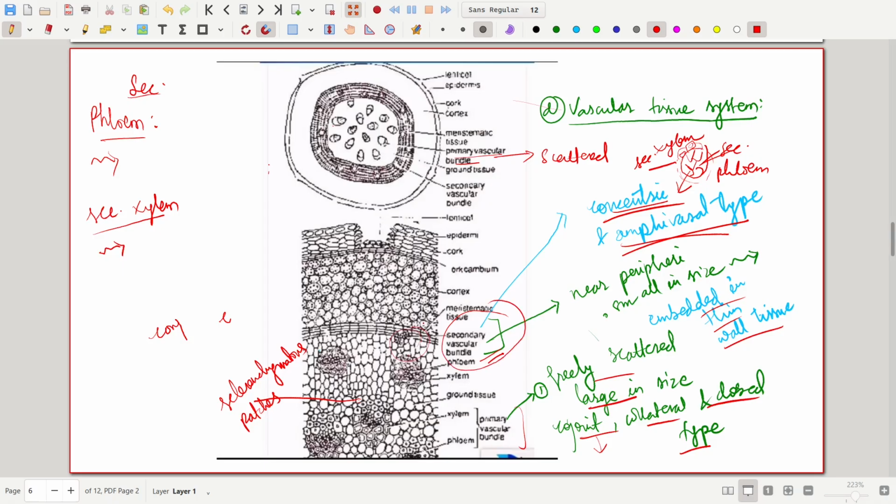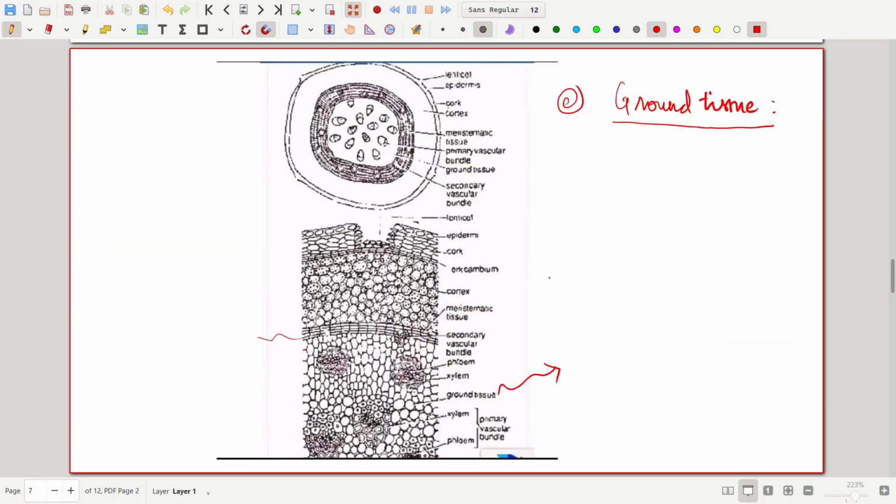These are the structures which are near the periphery and smaller in size compared to the primary vascular bundles. And in the secondary vascular bundles, the secondary phloem is composed of sieve tube elements, while the secondary xylem here is composed of tracheids and xylem parenchyma. So this is all about the vascular tissue system.